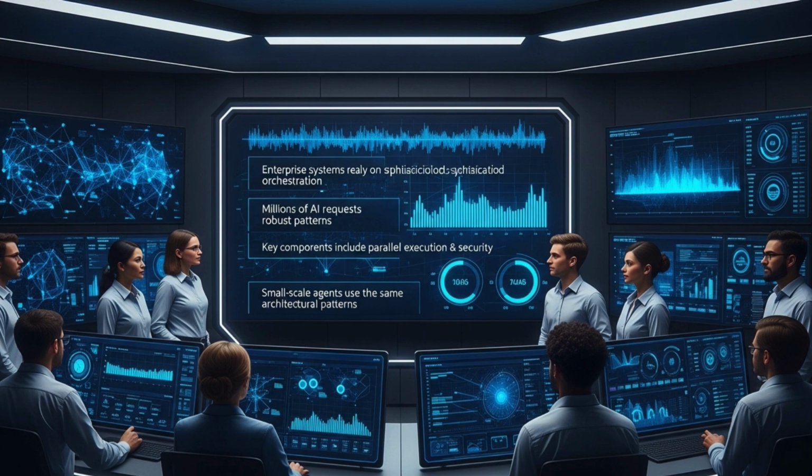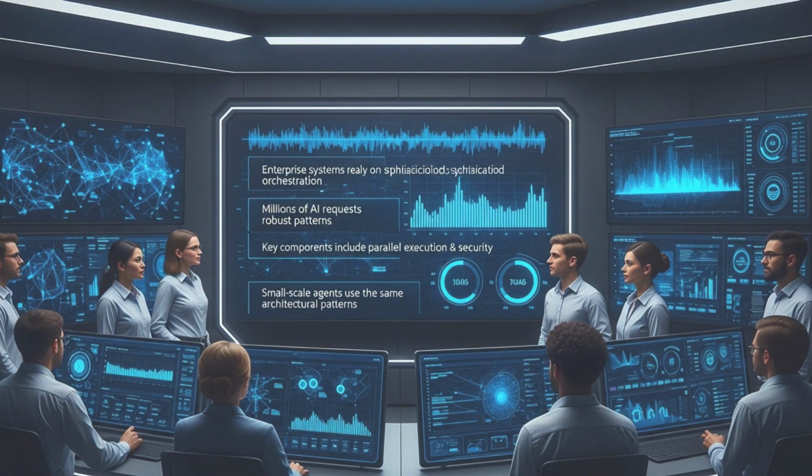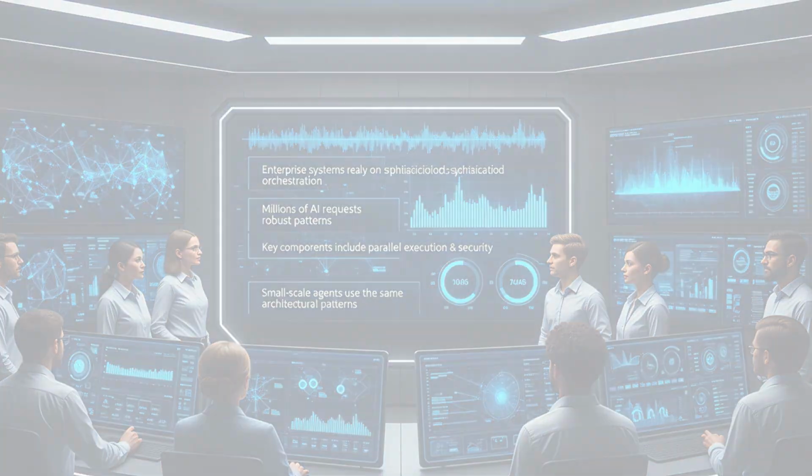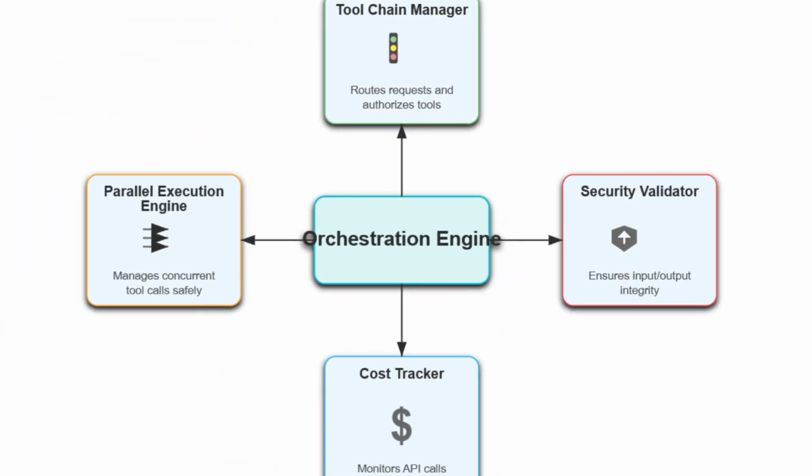To truly understand orchestration, think of it like conducting a symphony. Each tool is an instrument, and your system is the conductor, ensuring every part plays perfectly in harmony. At the heart of it all is the tool chain manager. This component is your traffic controller, routing requests through various stages like validation and execution. It makes sure no tool runs without proper authorization, maintaining order and security.